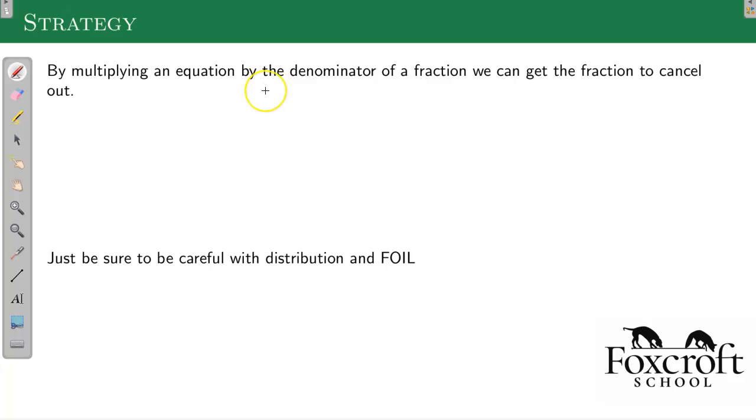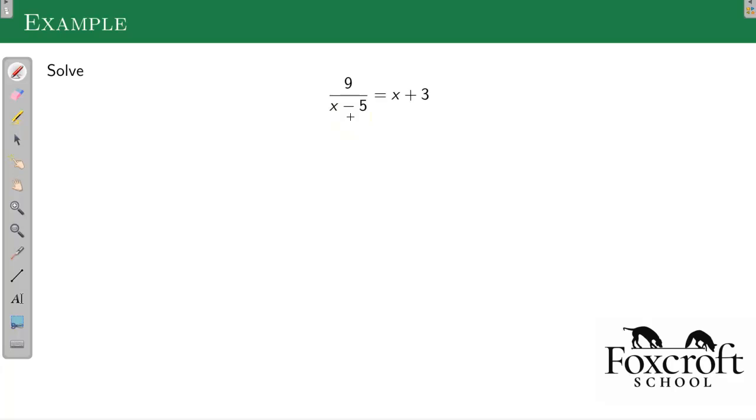By multiplying an equation by the denominator of a fraction, we can get that fraction to cancel out. So we just saw that. Just be careful with distribution and FOIL. Remember, you're multiplying everything on one side by that term. If your term ends up being more than one term, you're going to have to do more distribution. So let's see some more examples so we can be careful with these types of things.